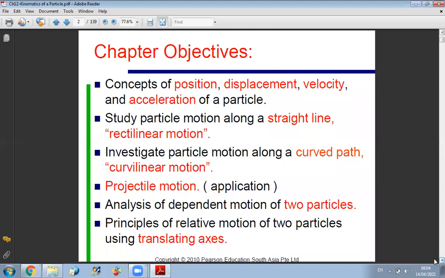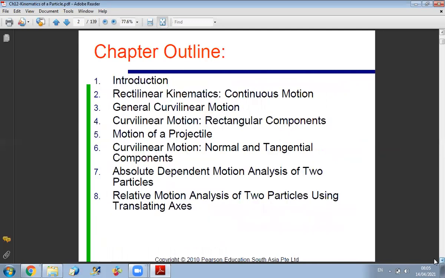We will study particle motion in case of straight line, so it's a rectilinear motion, or in case of moving along a curve, this is curvilinear motion. Also, as application, we will see projectile motion that you are familiar with. And finally, we will see analysis of dependent motion of two particles.